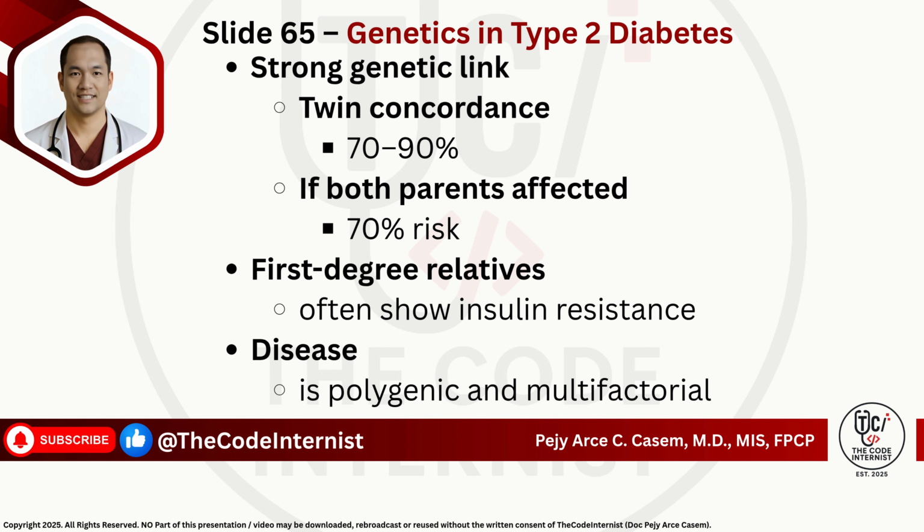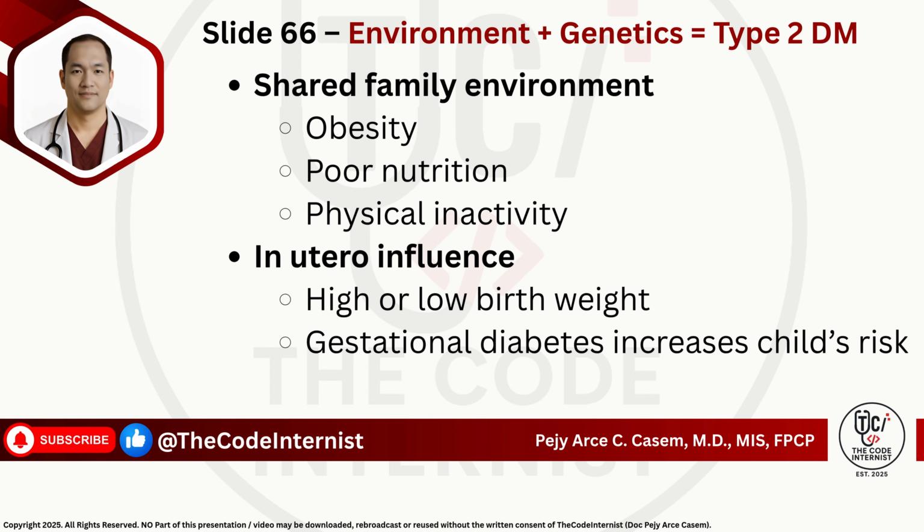But it's not just genes. Lifestyle and environment also matter. What you inherit is one thing, but how you live and grow also matters. Families often share the same lifestyle, diet, activity, and even stress levels, which influence diabetes risk.